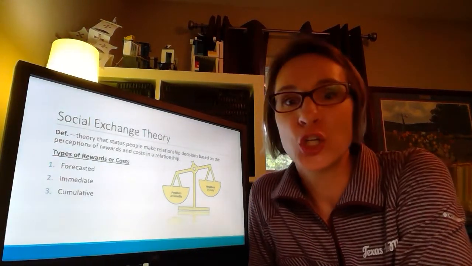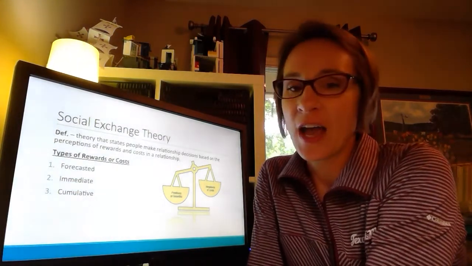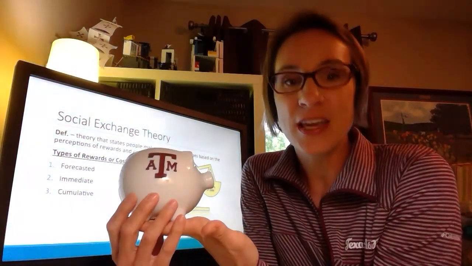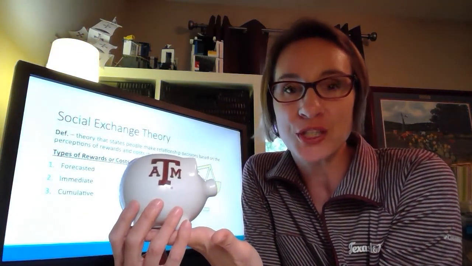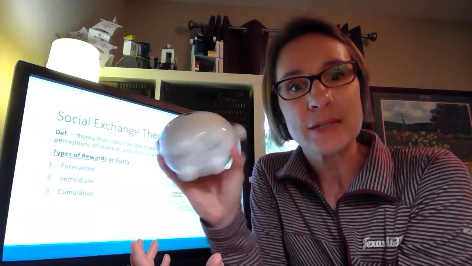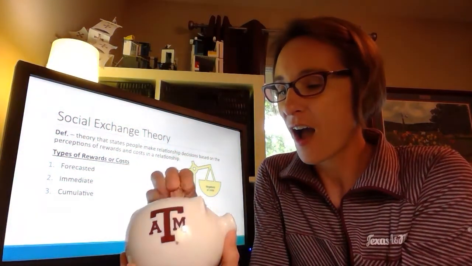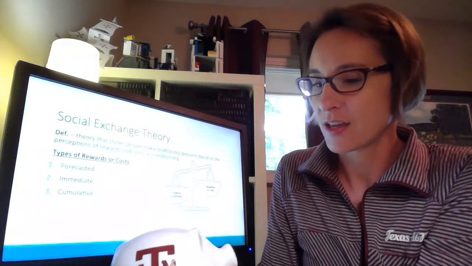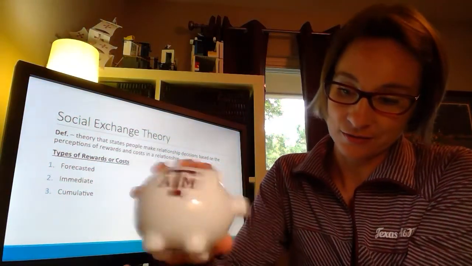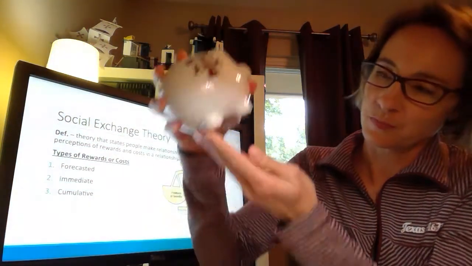Number 3 is cumulative costs and rewards. So I have my piggy bank here. I stole it from my son's room. And this piggy bank is going to help us understand cumulative costs and rewards. So if you have a piggy bank, it's empty. And every time you get a reward, money goes in the piggy bank. Oops. Yay! But every time there's a cost, money comes out of the piggy bank. Oop, there it goes. Aw, right?